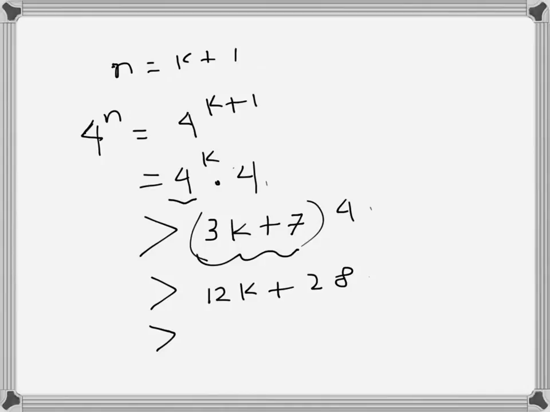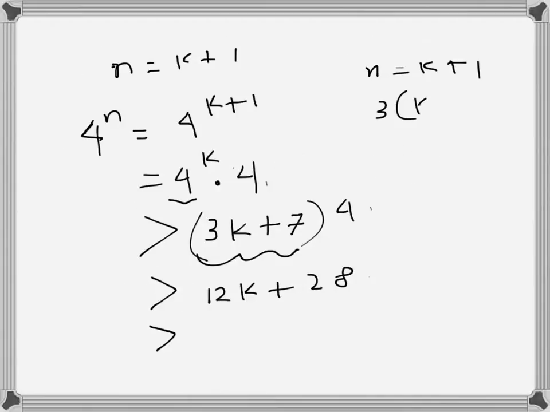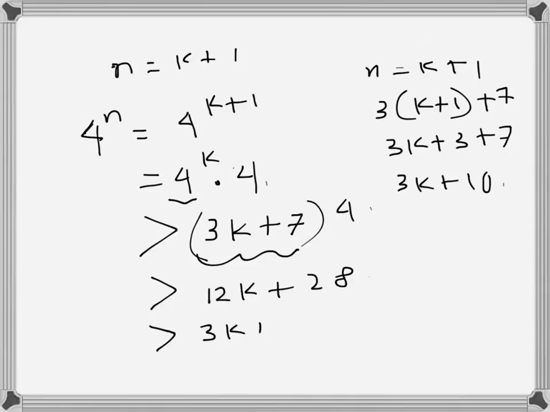So what I have to do is, when n is equal to k plus 1, this side becomes 3 times k plus 1 plus 7, so that's 3k plus 3 plus 7, which is 3k plus 10. So I clearly see that this one can be written as 3k plus 10 plus 9k plus 18. So this would be the right side when n is equal to k plus 1. So obviously the whole thing is even bigger.